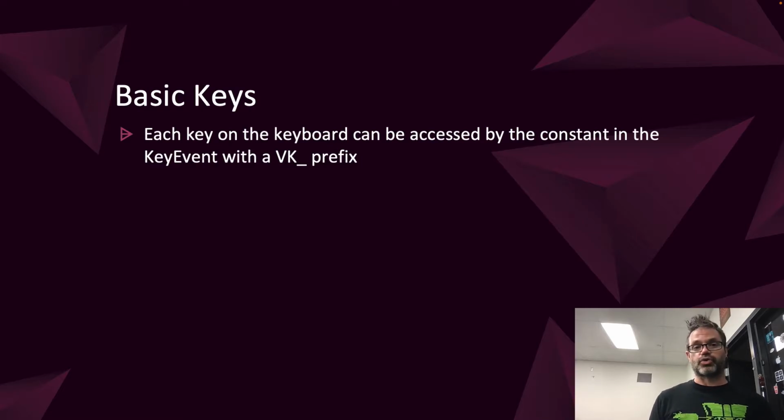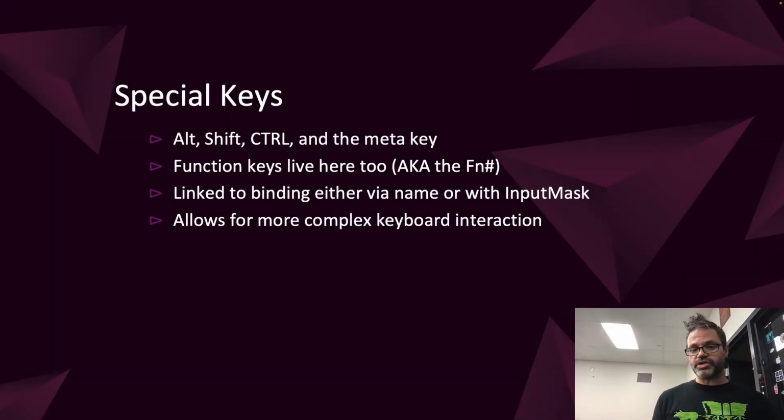That's the VK underscore prefix. We also have our special keys. This is where Alt, Shift, Control, and the Meta key come in. Now the Meta key on a Windows box is the Windows key. The Meta key on a Mac is the Command key. So just as an FYI, if you're looking for how to talk to the Windows key, you look for the Meta key, and that's how you actually reference that inside your code.